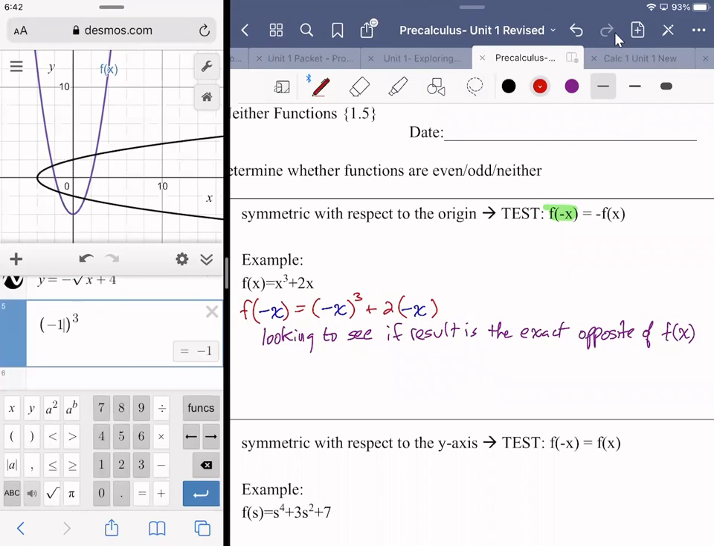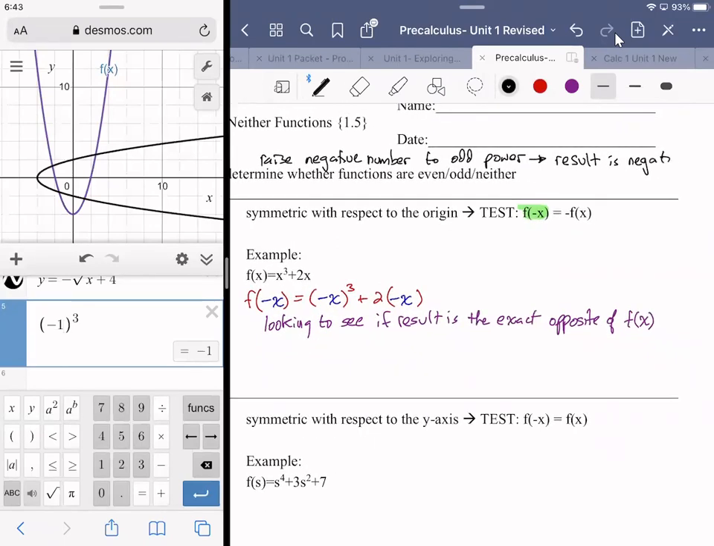All right. In fact, I'll actually just note this for you. Raise a negative number to an odd power, the result is negative. Raise a negative number to an even power, the result is positive.